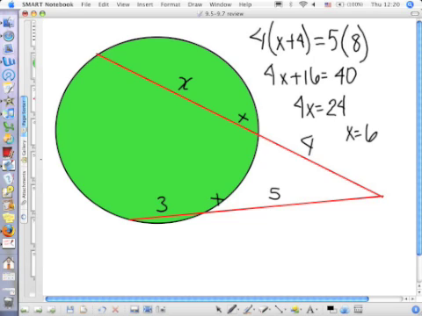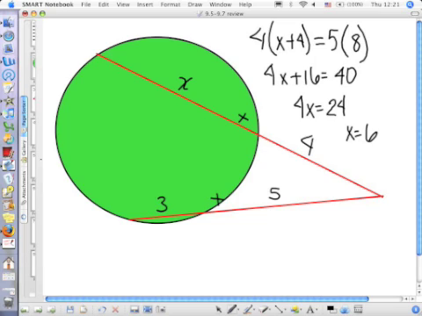Number 7, again, was 2 secants, which you set up the same way. If you just look at number 7 in your book, on page 364, how would you set it up? If you start with 4, 4 times 10 equals 5 times x. Very simple.